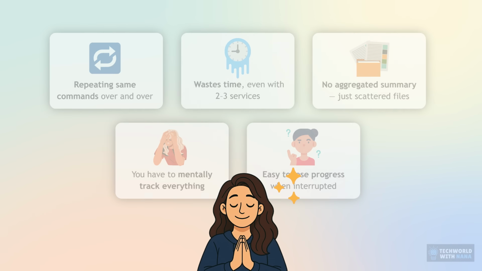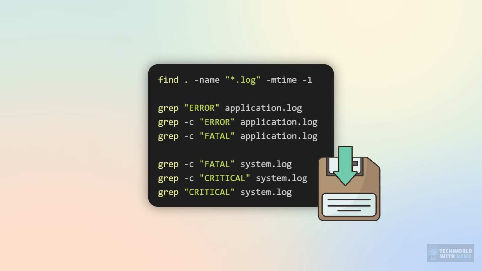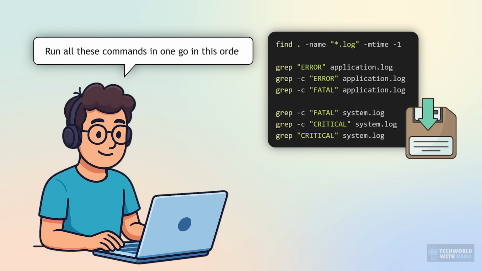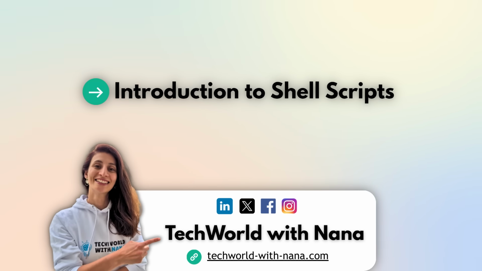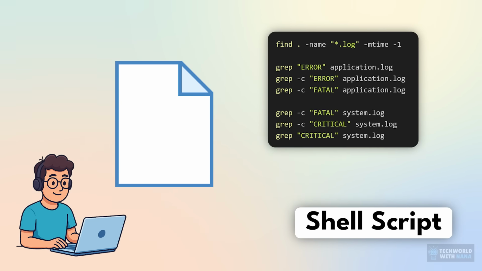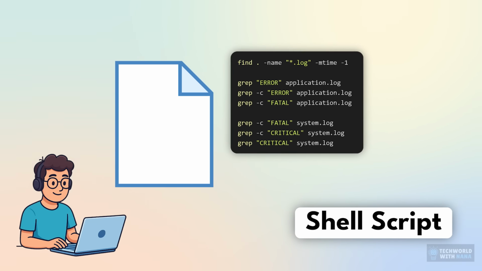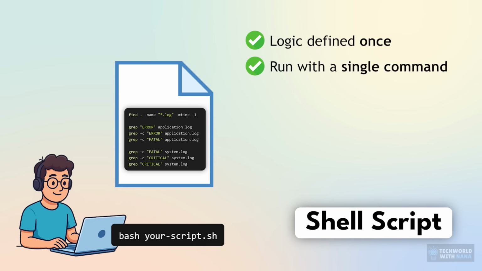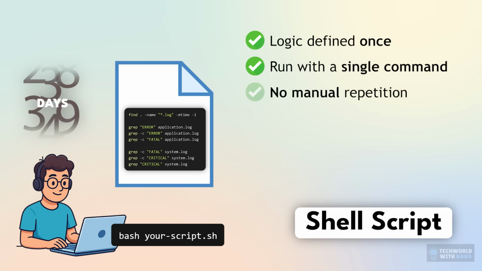But imagine instead if I could save these steps and commands and simply say, run all these commands in one go in this order. Well, that's a shell script. So let's create a file so we can take all these commands we executed manually one by one, put them all into a single file to have the logic defined once, and then we can execute that script or that file with one command every day without manually repeating the command execution or the logic.